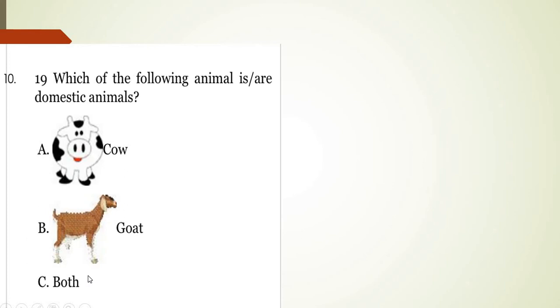Let's see option C. Yes, option C also says the same thing, both. So both A and B should be the correct answer. So according to me, option C is correct. So let's see which is the correct answer. If you can see, here is the correct answer. Option C is absolutely right, meaning cow and goat both are domestic animals.